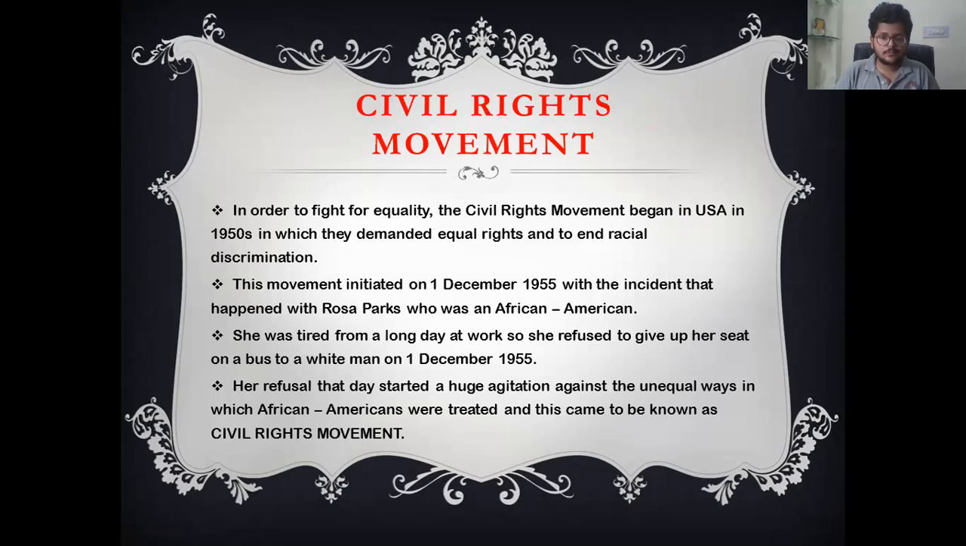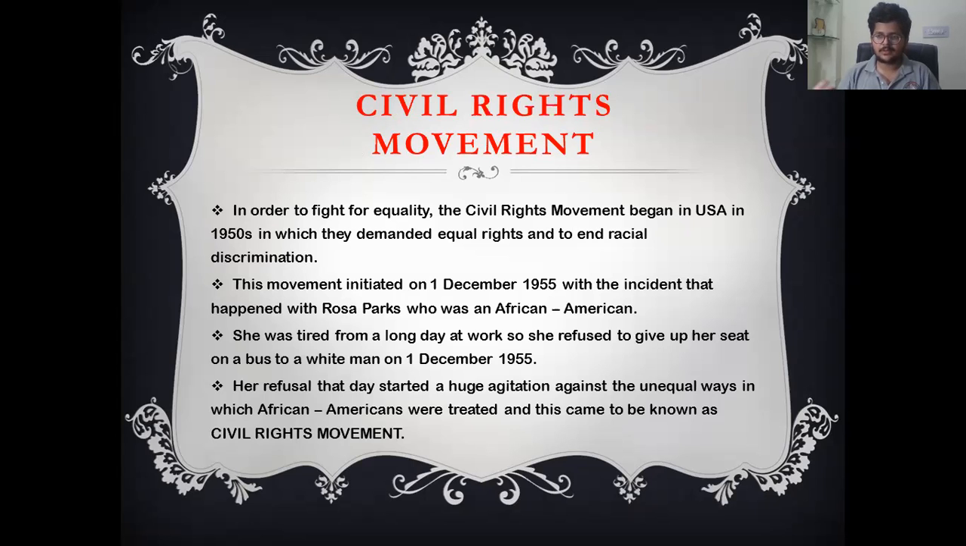This movement was initiated on 1st December 1955. So when was this movement started? This movement was started on 1st December 1955 with the incident that happened with Rosa Parks, who was an African American. The incident started with an African American whose name was Rosa Parks. And what happened to her? She was tired from a long day at work, so she refused to give up her seat on a bus to a white man on 1st December 1955.